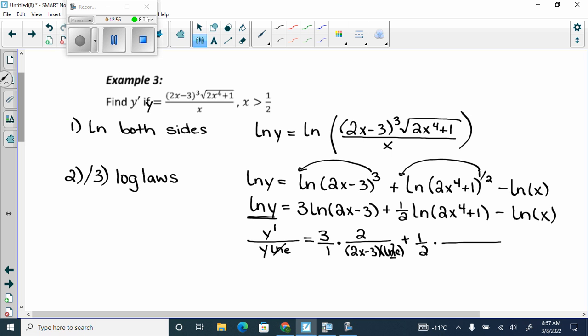What's the derivative of ln (2x^4 + 1)? It's 2x^4 + 1 on the bottom times ln e, which goes away, and the derivative is 8x^3. Yes, 8x^3 on the top. And then what's the derivative of ln x? 1 over x. And why is it that? Because it's x ln e, which goes away.